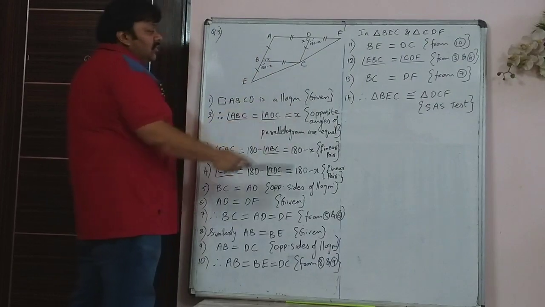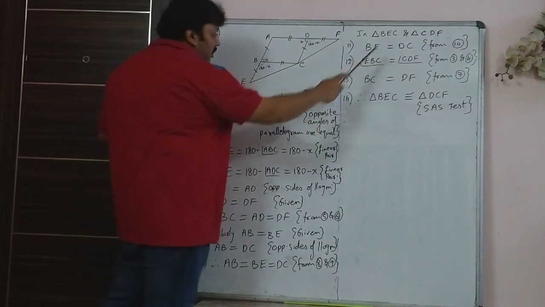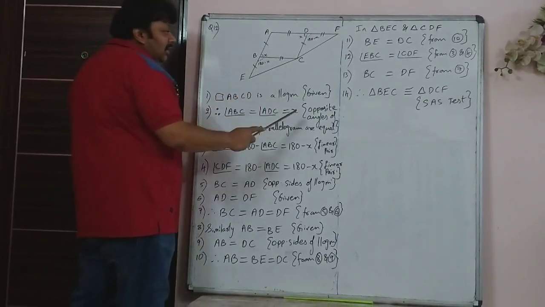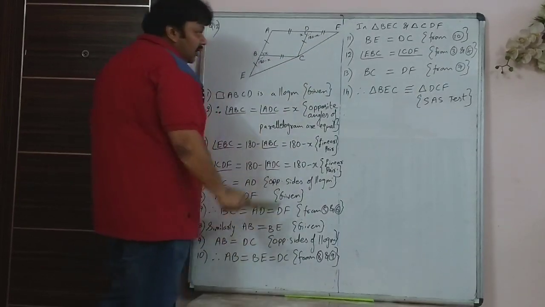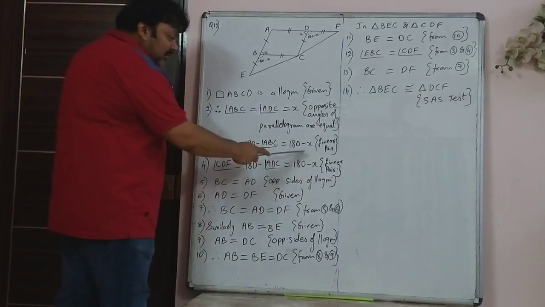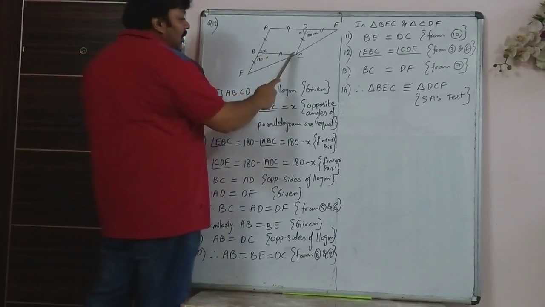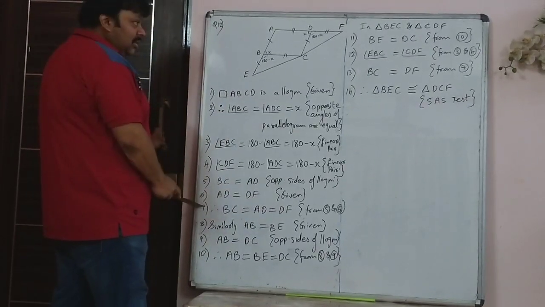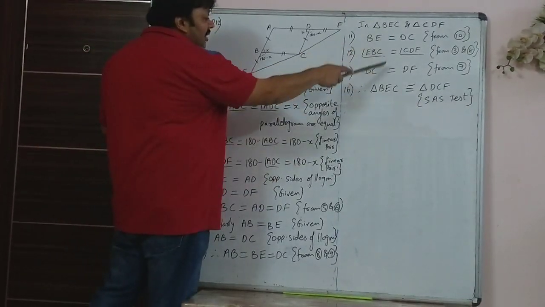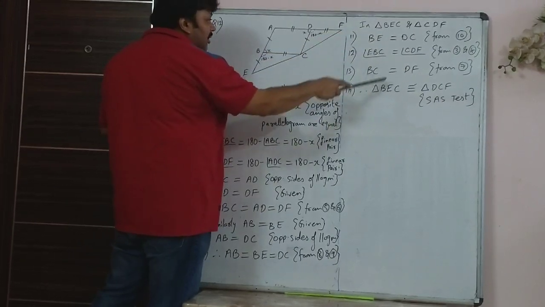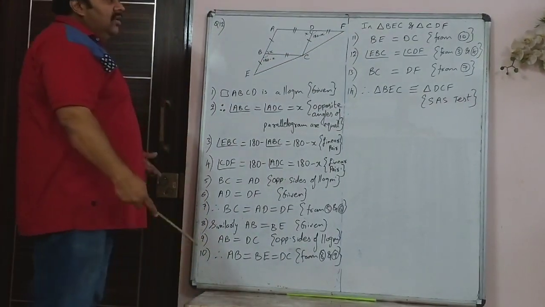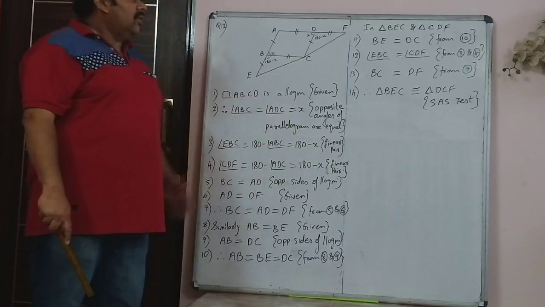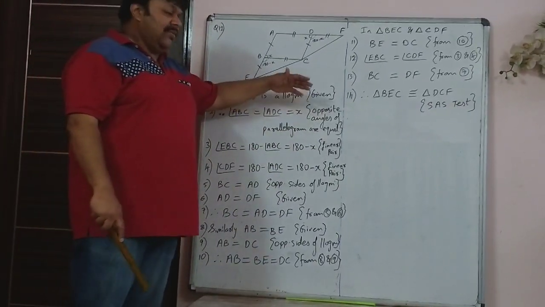So now when you take these two triangles, you get BE is equal to DC, that is from step number 10. Then you have angle EBC is equal to CDF, that is from these two steps you have proved 180 minus x. And then you have BC is equal to DF. BC is equal to DF was proved in step number 7. So from these three steps, you can say triangle BEC and triangle DCF are congruent by SAS test. So that is the proof. It's a simple proof, though it is a bit lengthy.